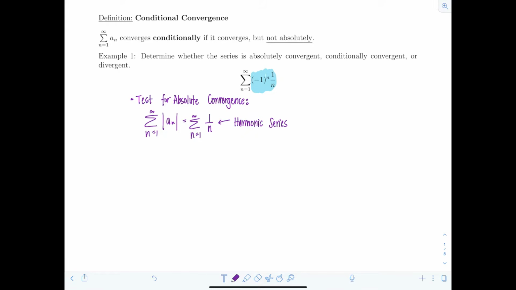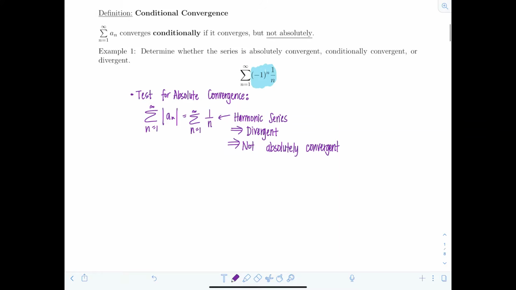What do we know about the harmonic series? This one is divergent. So what does that tell me about my original series? It is not absolutely convergent. The sum of the absolute value of the terms does not converge, so our original series is not absolutely convergent.